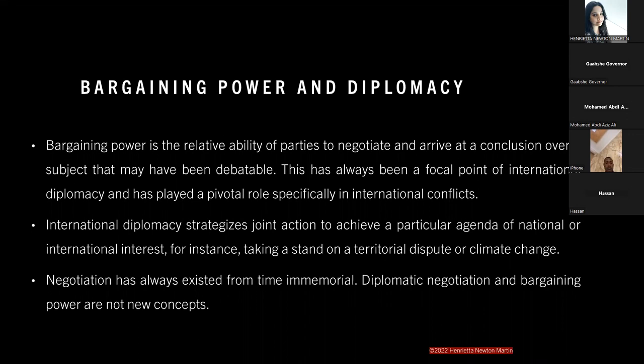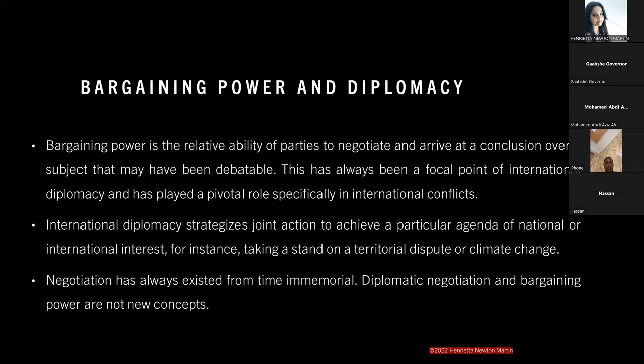International diplomacy strategizes joint action to achieve a particular agenda of national or international interest. For instance, taking a stand or coming to a conclusion on an understanding with respect to a territorial dispute or climate change or a particular proposal, whatever it is, and they come to a particular conclusion. A conclusion could even be a deadlock situation with respect to a territorial dispute or climate change.